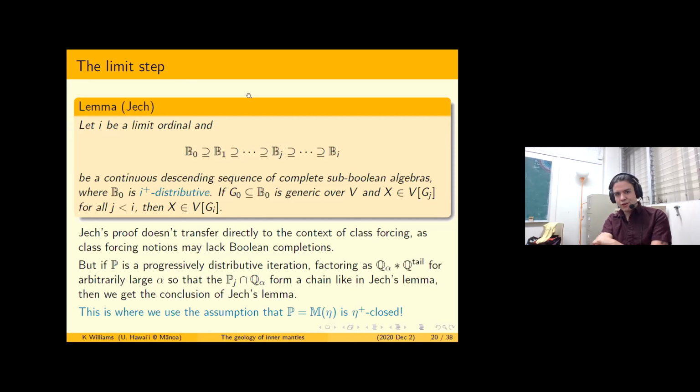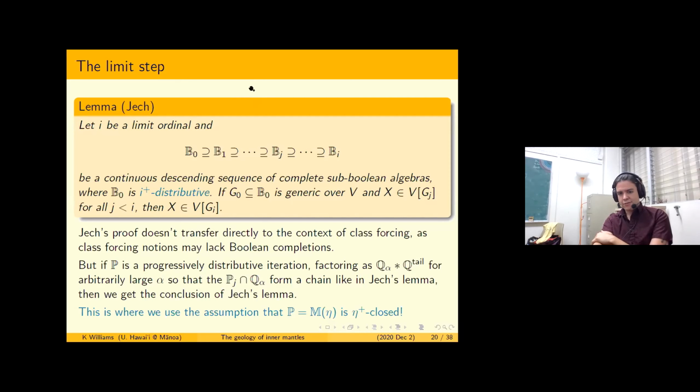And so that then completes the argument for the positive case. We start with the ground model. We do this eta star iteration, and then now you work backwards in order to type eta, and each step as you go along, you're getting a strictly smaller inner mantle until you get back to the original ground model.